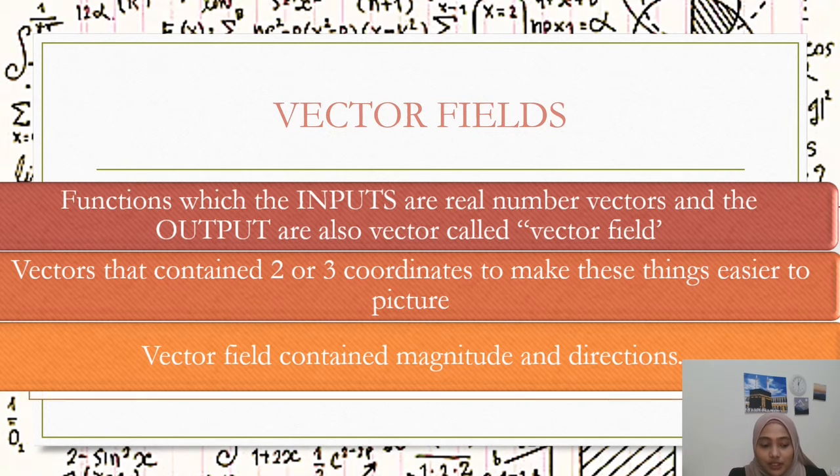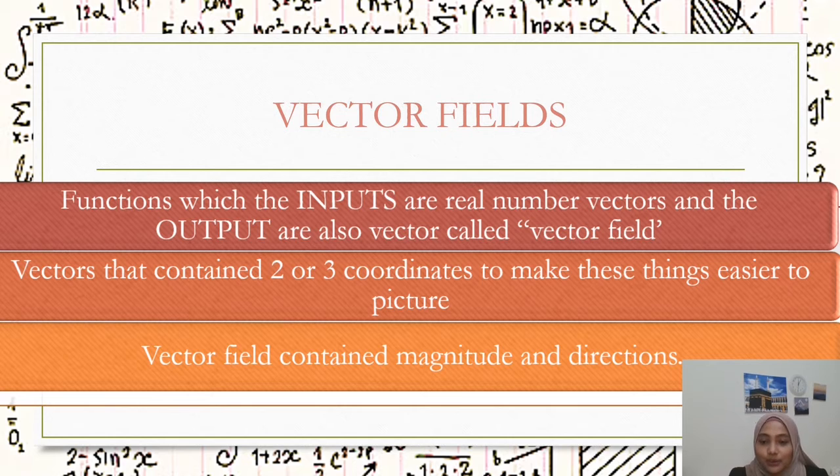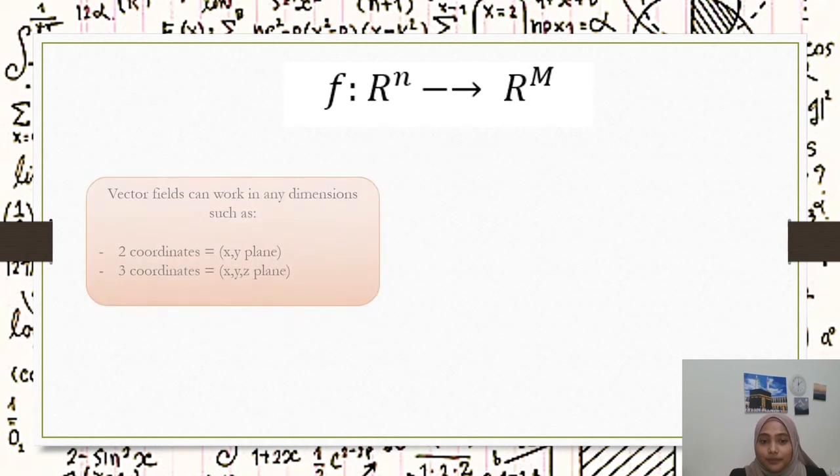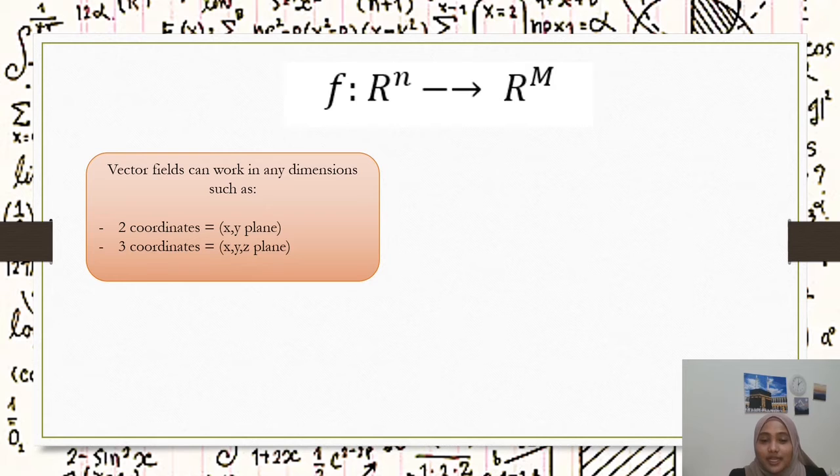What is meant by direction? Direction fields are where we want to see how the particle is moving in a particular vector field. The basic formula is F: Rn to Rm, because a vector field is real numbers whether it's input or output. Vector fields can work in any dimension, such as 2 coordinates represented by the x, y plane, and 3 coordinates by the x, y, and z plane.